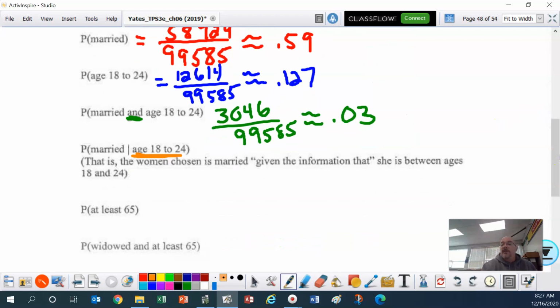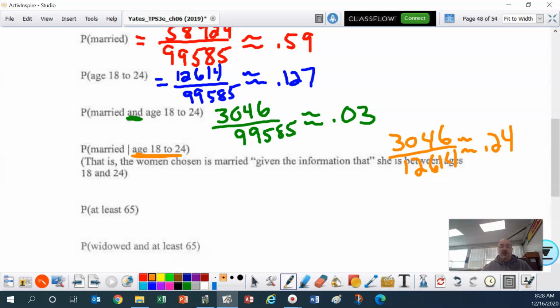So you take the married and divide it by the total of that age group. So that's going to be 3,046 divided by the 12,614, which is approximately 0.24.